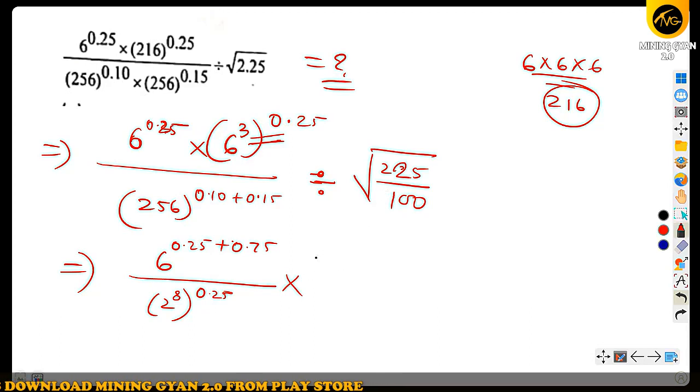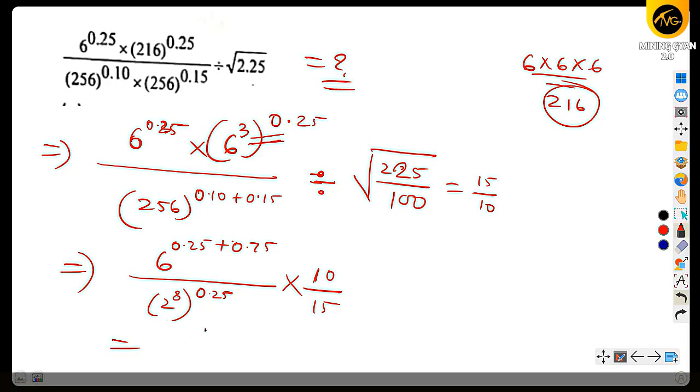Now we can use the multiply. If we invert the 15 divided by 10, if you use the multiplication, it will be inverted from numerator to denominator. That means 10 divided by 15. Now 6 power 0.25 plus 0.75, 6 power 1. And whole divided by 8 into 0.25, that means 2. It's 2 square.